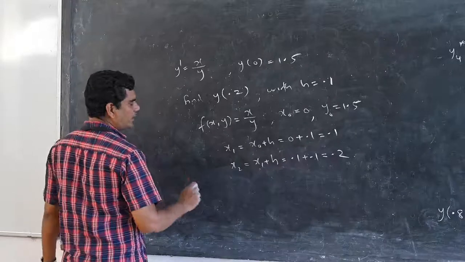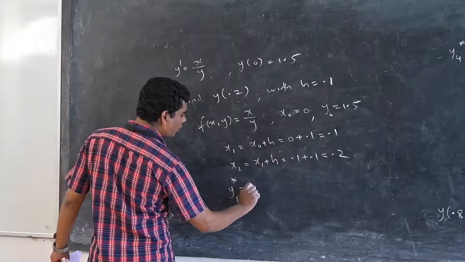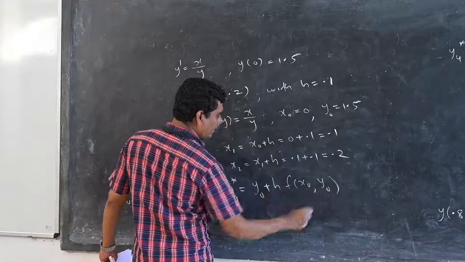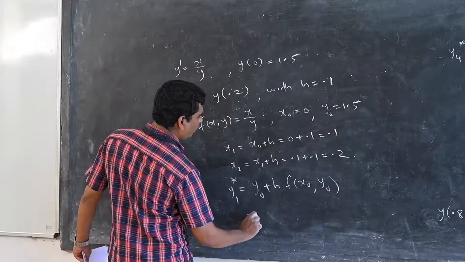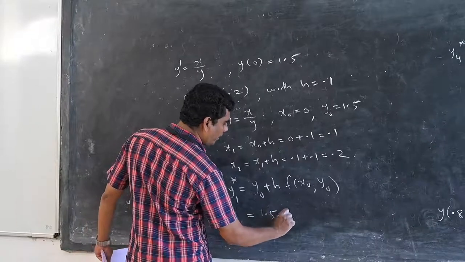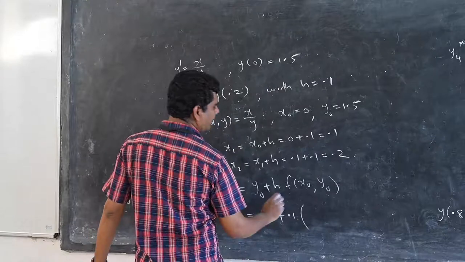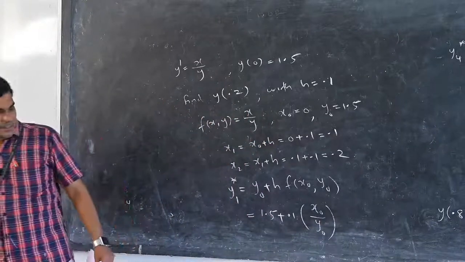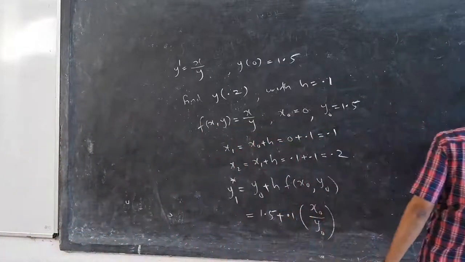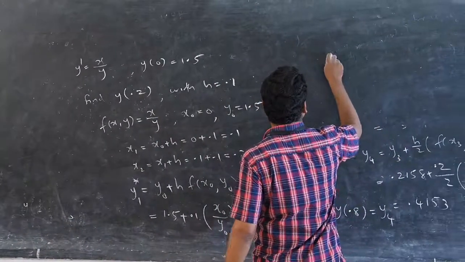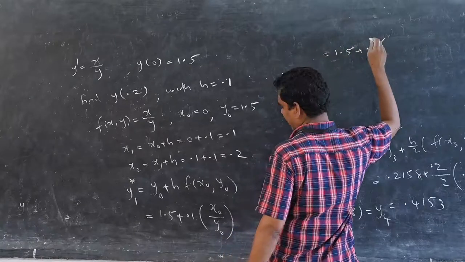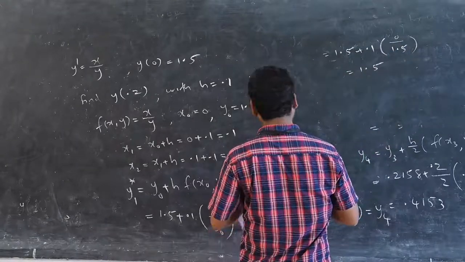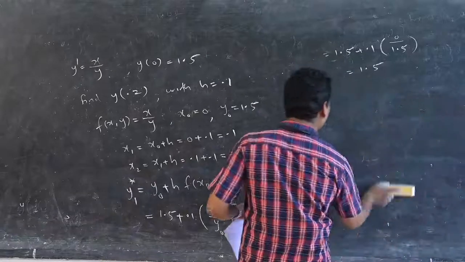Now, modified Euler method. First we find y1 star. y1 star is equal to y0 plus h into f of x0, y0. It is y0 equal to 1.5 plus h equal to 0.1 into f of x, y, which is x by y, that is x0 divided by y0. So 1.5 plus 0.1 into x0 divided by y0, where x0 is 0, 0 divided by 1.5. It is 1.5. So y1 star is 1.5.